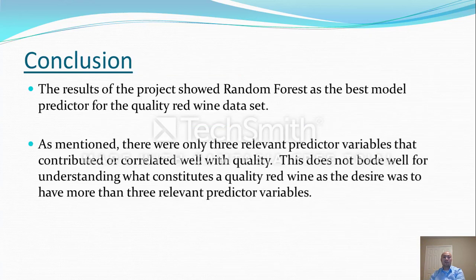The conclusion of the results of the project showed that the random forest is the best model predictor for the quality red wine dataset. As mentioned, there were only 3 relevant predictors that contributed or correlated well with quality. This does not bode well for the understanding of what constitutes a quality red wine, as the desire was to have more than three relevant predictor variables.